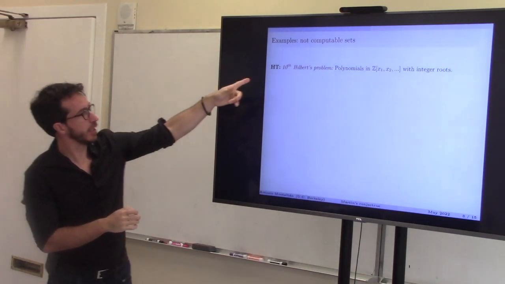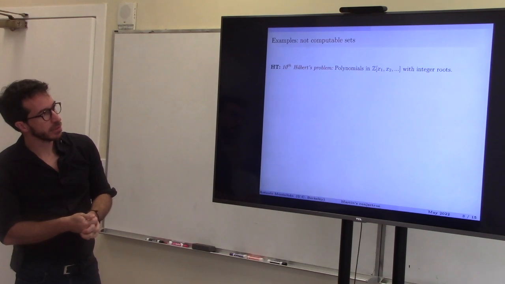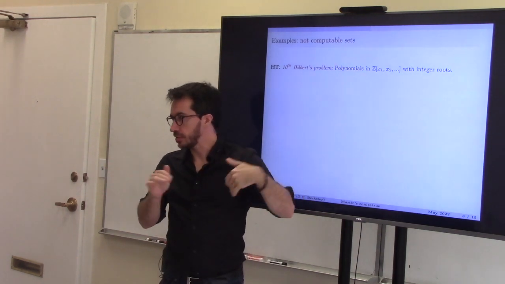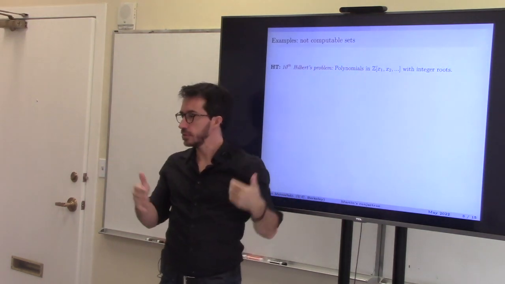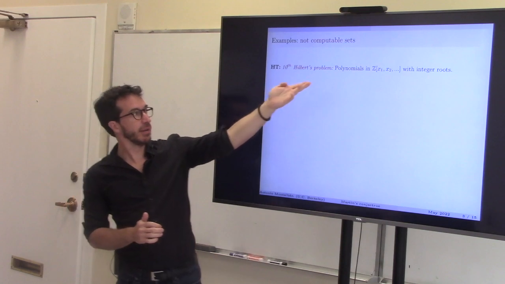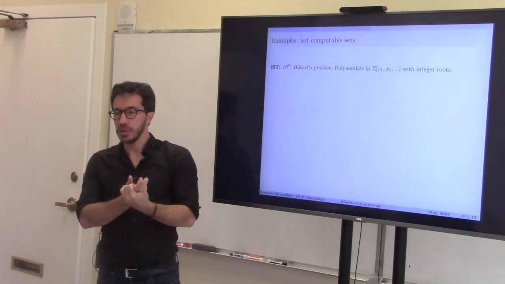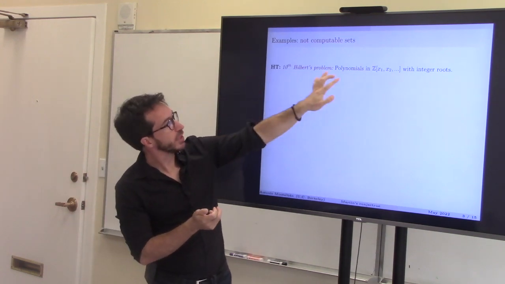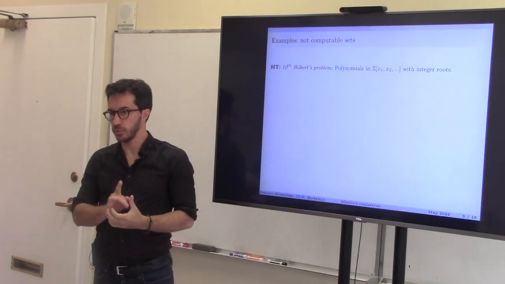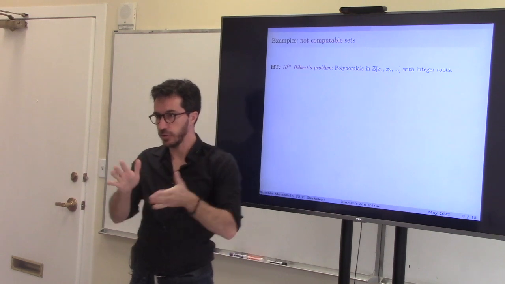So the first one, HT, is called Hilbert's 10th problem, which is the set of polynomials with integer coefficients in some finite number of variables, which have integer roots. A polynomial with integer coefficients in a few variables, that's a finite object. We are restricting to the ones that have at least one root that is an integer. A root will be a tuple because they have finitely many variables.